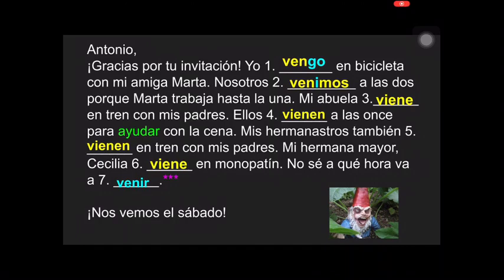I hope this helps you guys understand how to deal with yo-go verbs, and not only yo-go verbs, but the special complicated ones, yo-go verbs with a stem change twist.